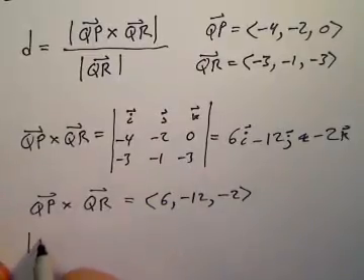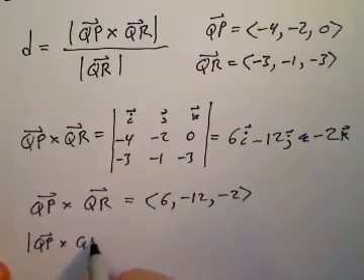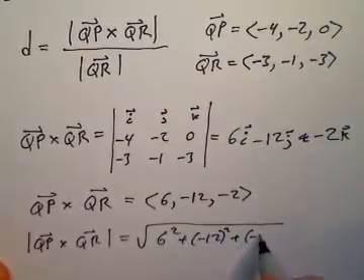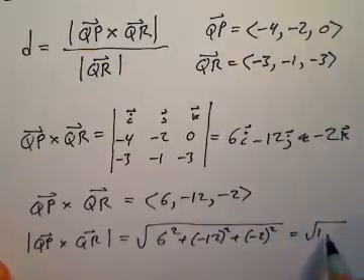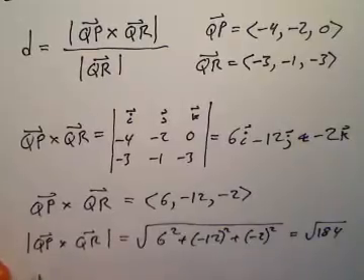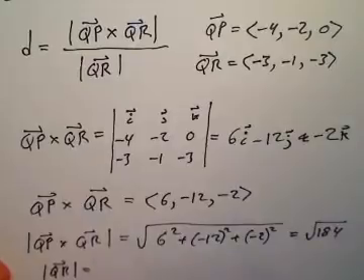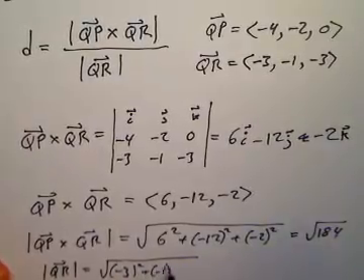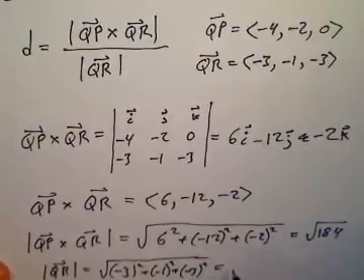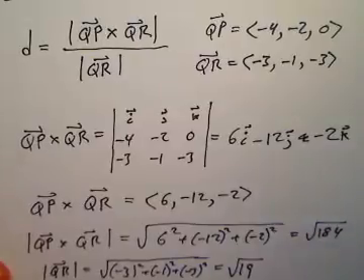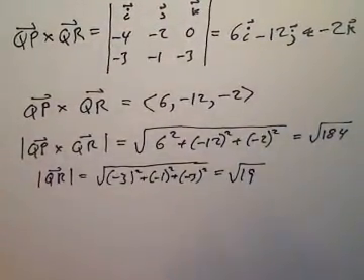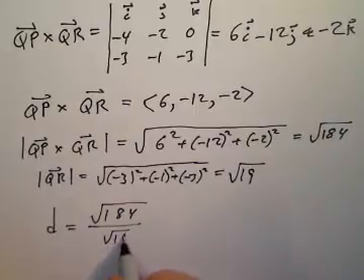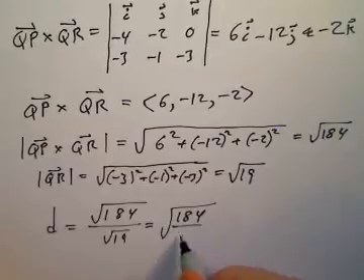And so the magnitude of QP cross QR is the square root of 6 squared plus negative 12 squared plus negative 2 squared, or square root of 184, right? My magnitude of QR is going to be the square root of negative 3 squared plus negative 1 squared plus negative 3 squared. So this is square root of 19. And so now our distance is just the ratio of those two. So our D here is square root 184 over square root of 19. So I have square root 184 over 19.